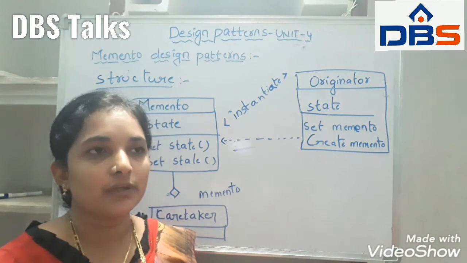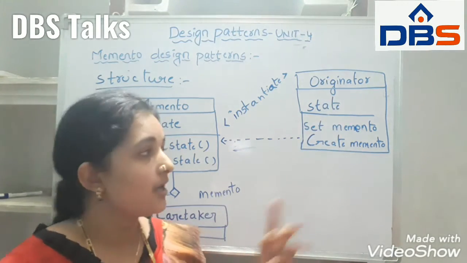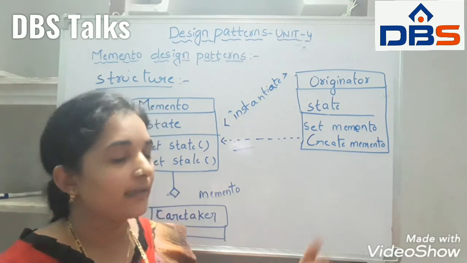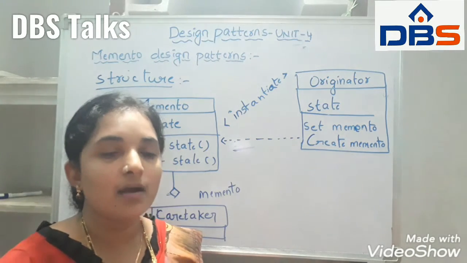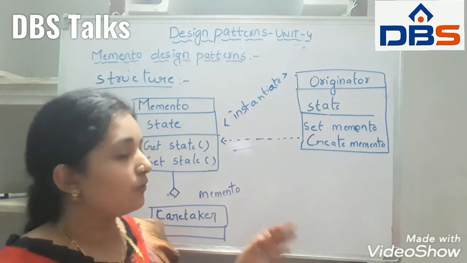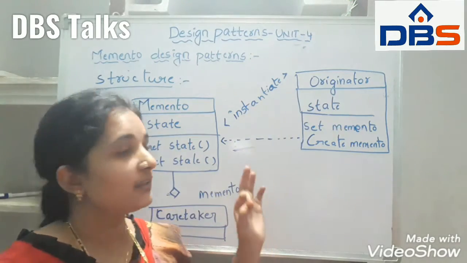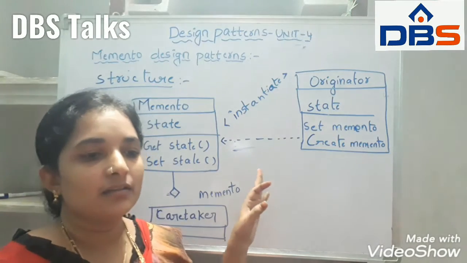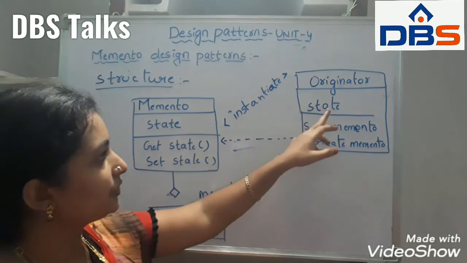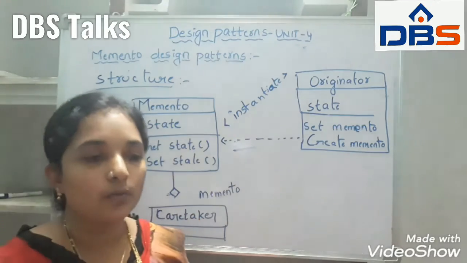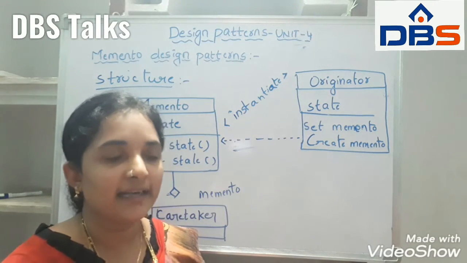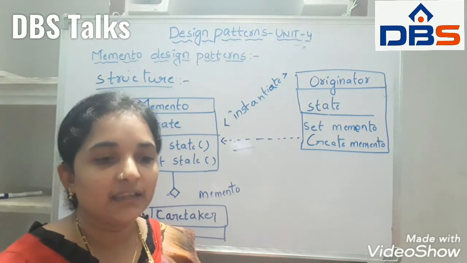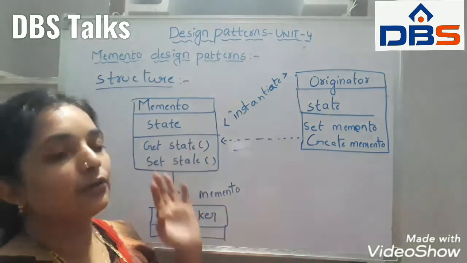In the state originator we have two methods, set memento and create memento. The set memento is used to access the memento objects. Here the originator instance takes the memento object, and it will set the internal state of the originator to the memento object.